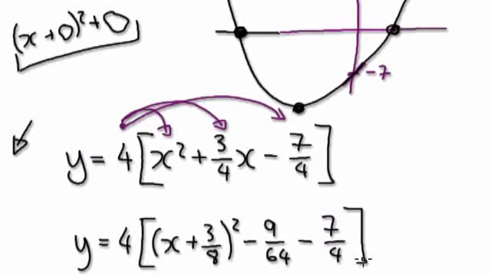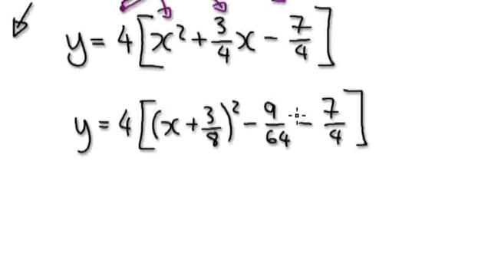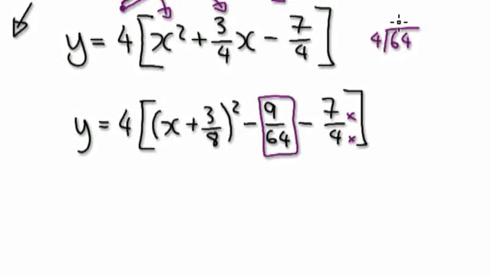And now somehow merge these two fractions together. What you need to times top and bottom by to get the two denominators to be the same? I'm going to get 64 divided by 4, which would be 16. I'm going to times top and bottom here by 16.